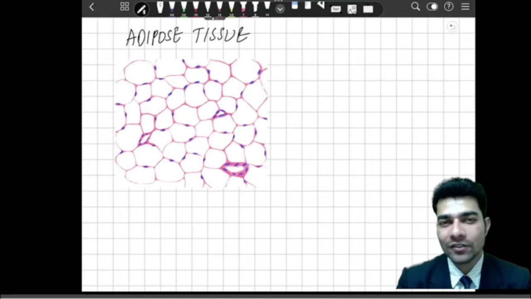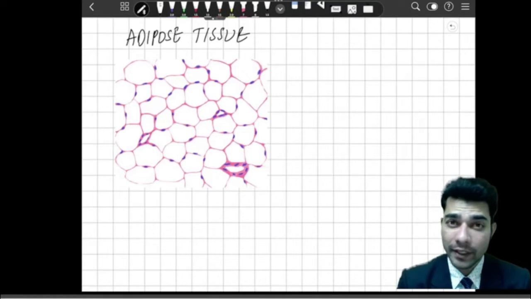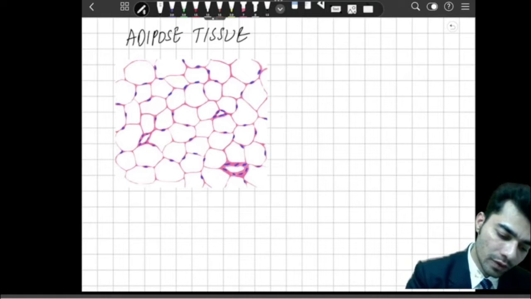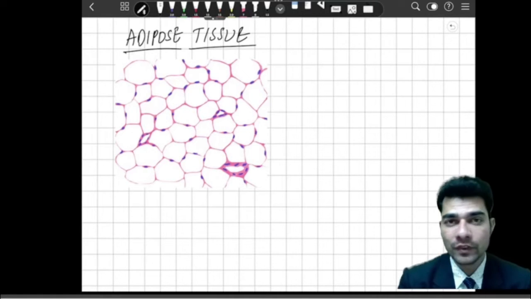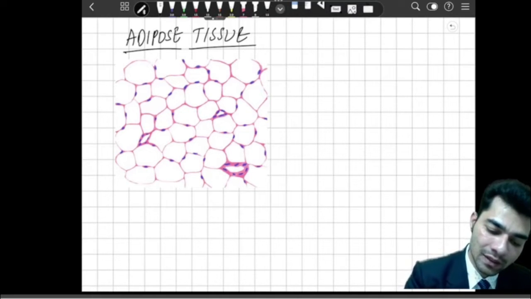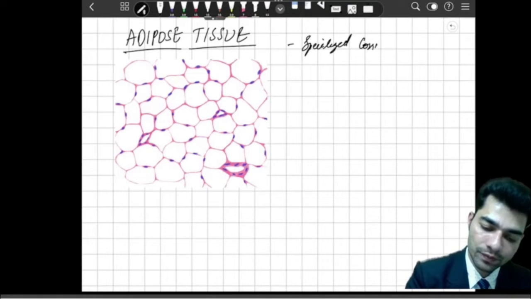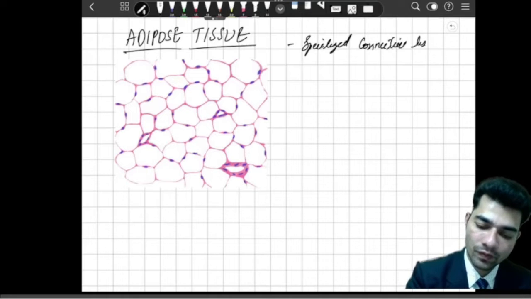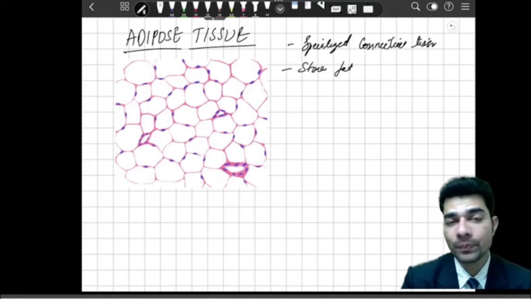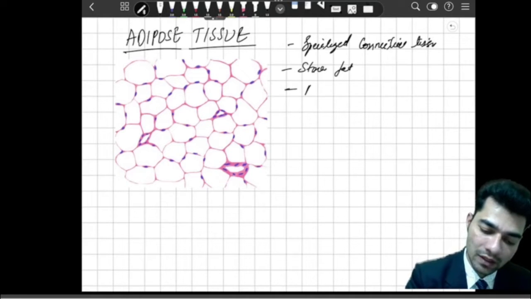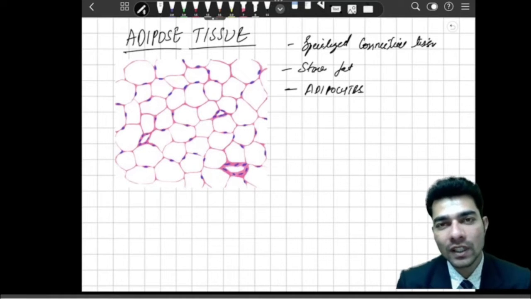Hello everyone. In this video we are going to discuss one more histological slide of a tissue. This is adipose tissue. Adipose tissue is nothing but the fat cells in our body. These are specialized connective tissue which stores fat. The cells are known as adipocytes.